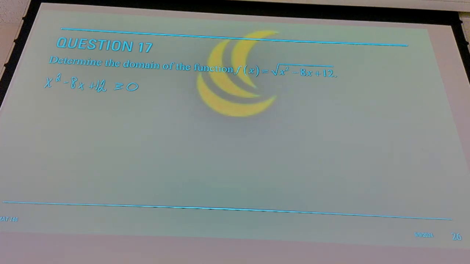Now we have to solve that. Which means first we need breakpoints. Set equal to 0 and solve.